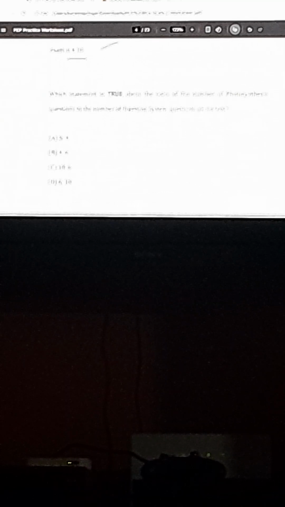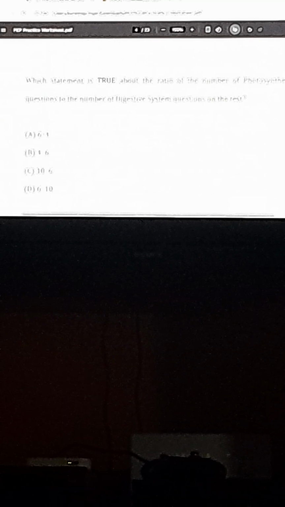Which statement is true about the ratio of the number of photosynthesis questions to the number of digestive? Photosynthesis to digestive. Photosynthesis was 6 out of 10, and digestive was 4 out of 10. So if I want to go photosynthesis to digestive, I'll be like 6 to 4.